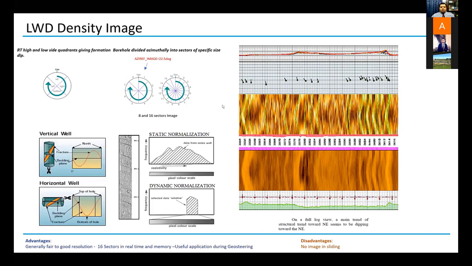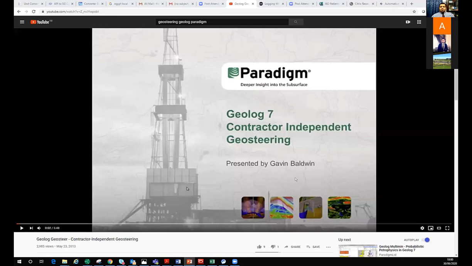Mr. Ash Rana, we actually run out of time. Thank you for your presentation, such a nice talk about the image. We have a question regarding your topic about the resolution and depth of investigation of the density image tool.